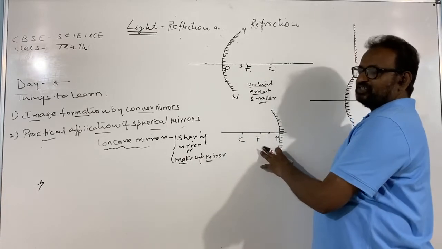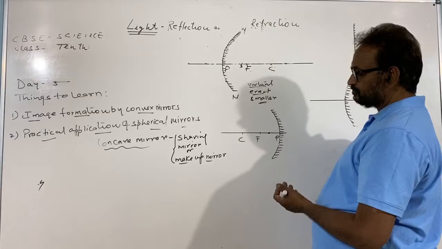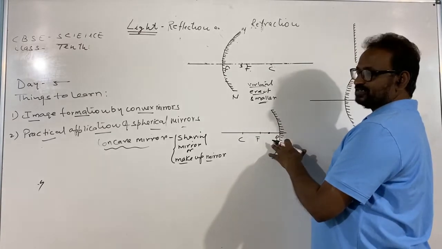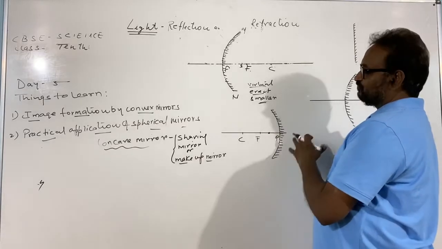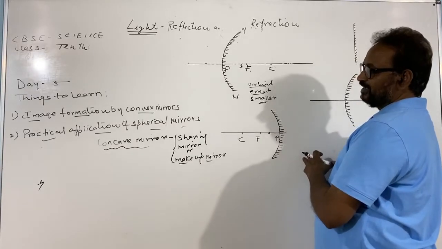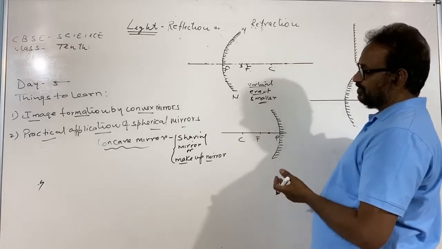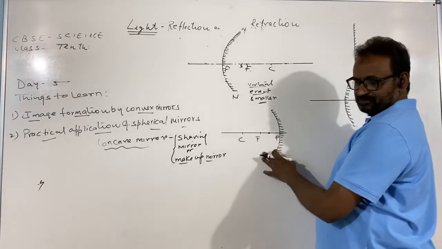The mirror is placed behind the teeth. The teeth fall between the pole and the principal focus. An enlarged virtual image is formed and the doctor can see if there is any cavity or problem in teeth.